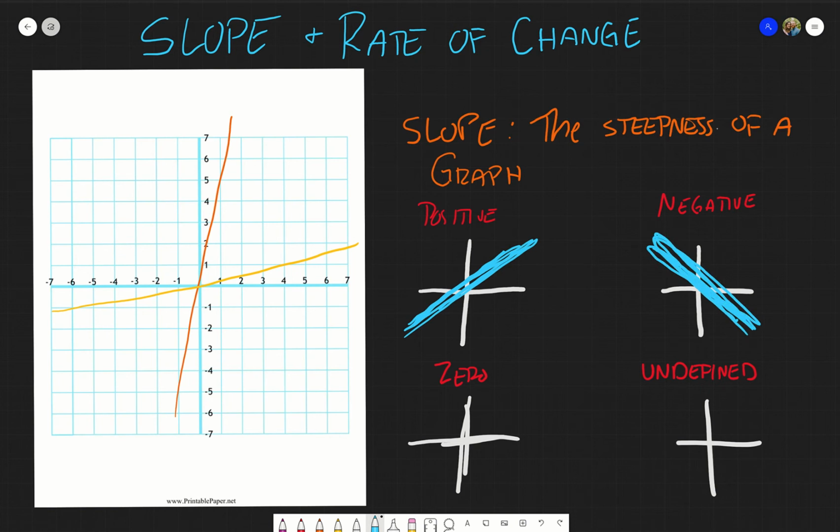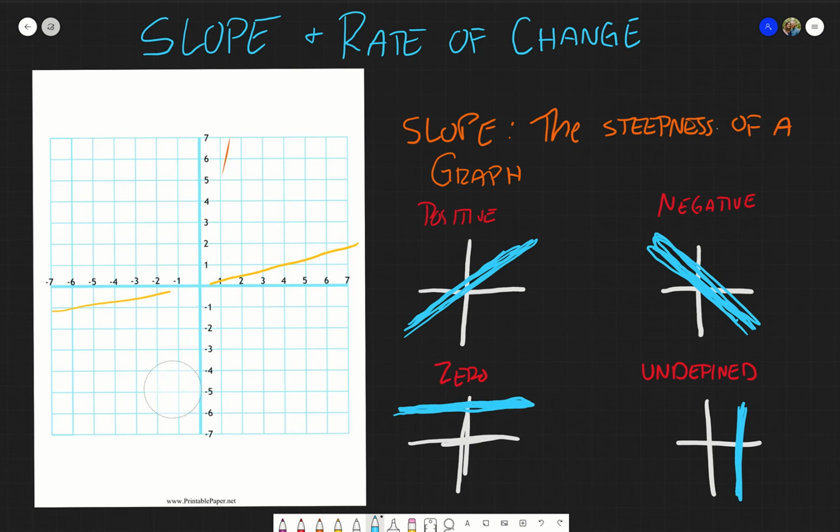A 0 slope is a slope that doesn't rise up or down. It just goes straight side to side. And an undefined slope is a slope that goes straight up and down. Okay, so 4 types of slopes here.